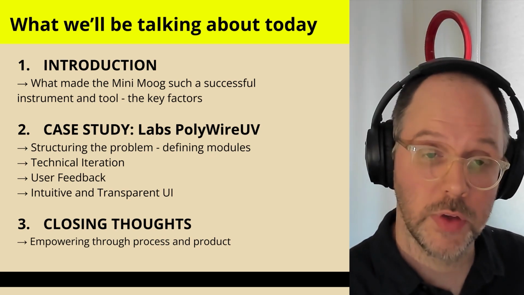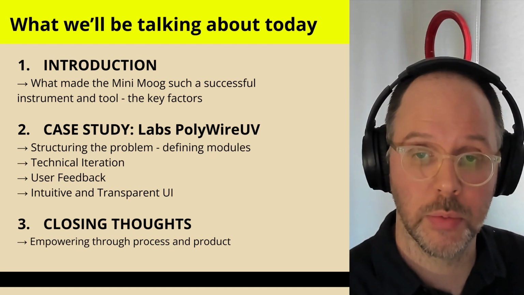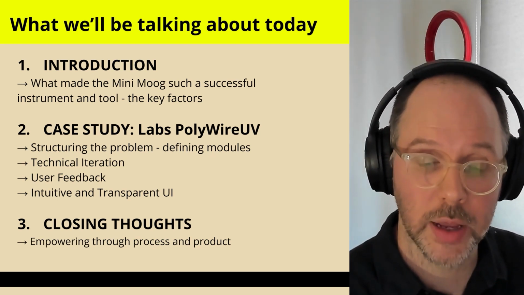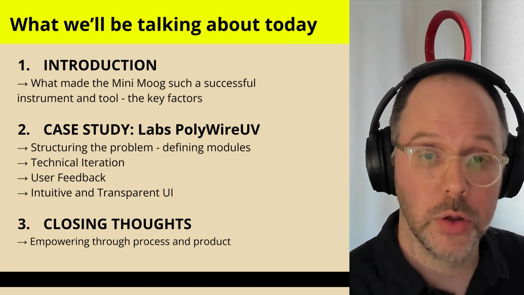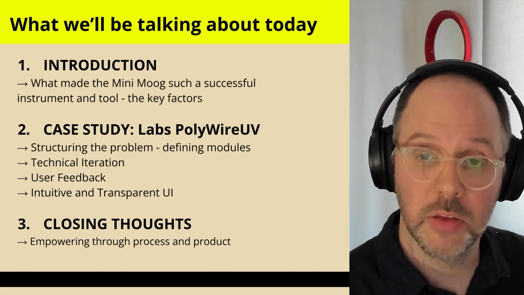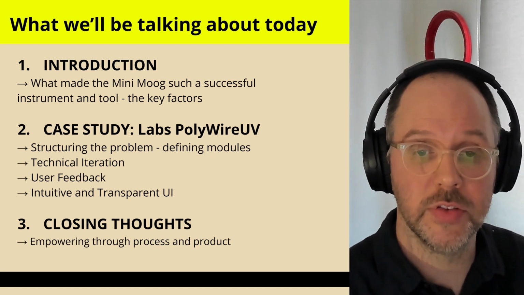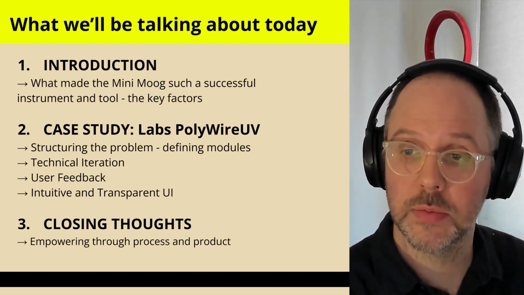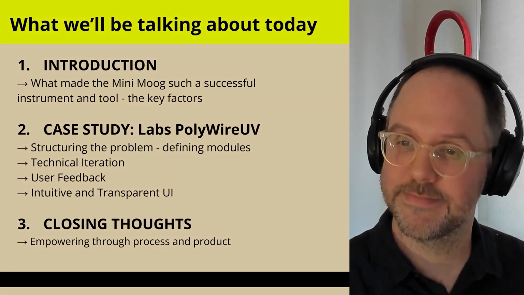Number 3, user feedback. Again, with a real-world example, we discuss how the structured and modular approach enabled quick addressing of feedback. Number 4, intuitive and transparent UI design. Looking at the PolyWire UV's interface, we will compare its internal workings, its modular subsystems, and order of operations, and how that facilitates actionable feedback from users. With that case study done, finally, we move on to closing thoughts.